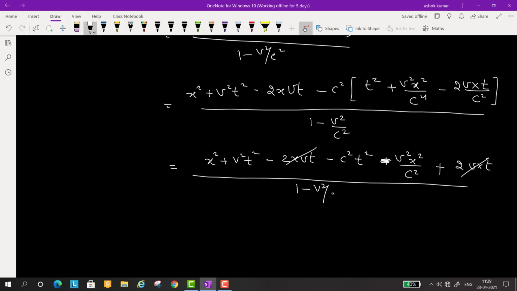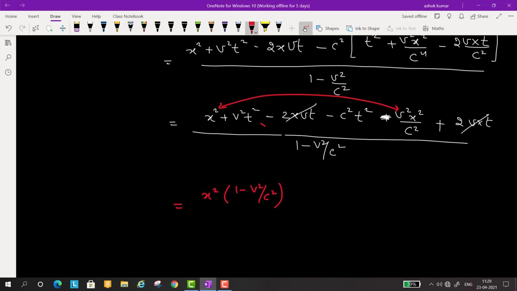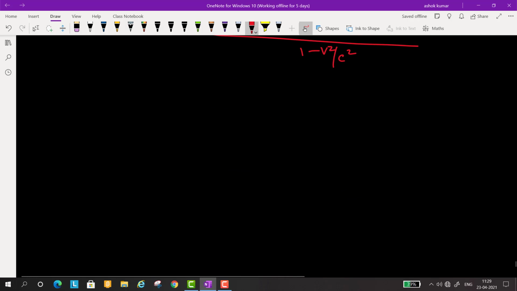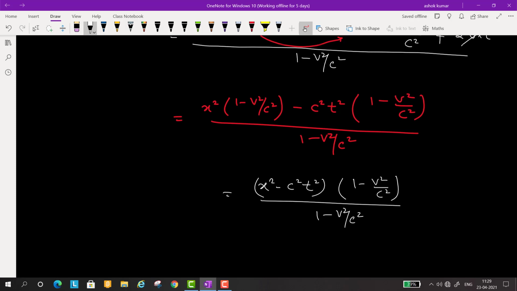These two cancel out. From these two terms, take x square common. From these two terms, take c square t square common. This can be written as, and this cancels out. So this is equal to the right hand side. Hence proved.